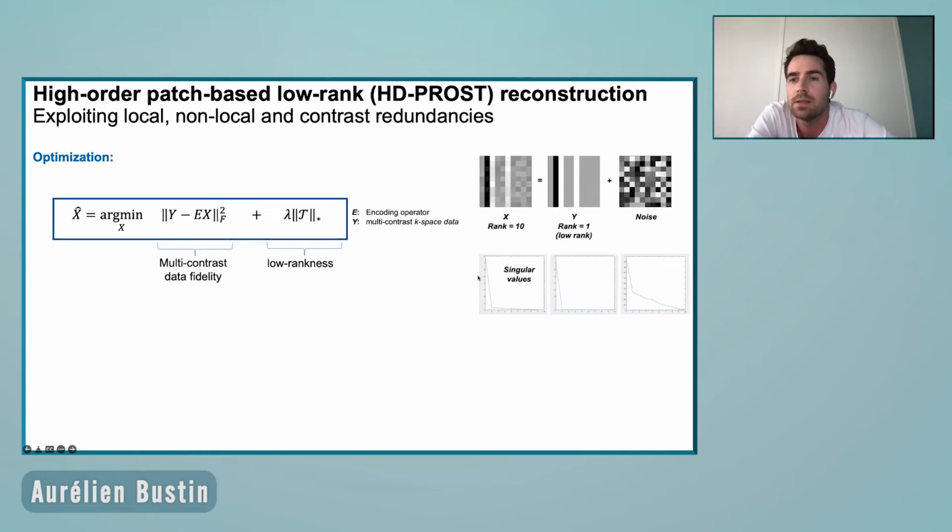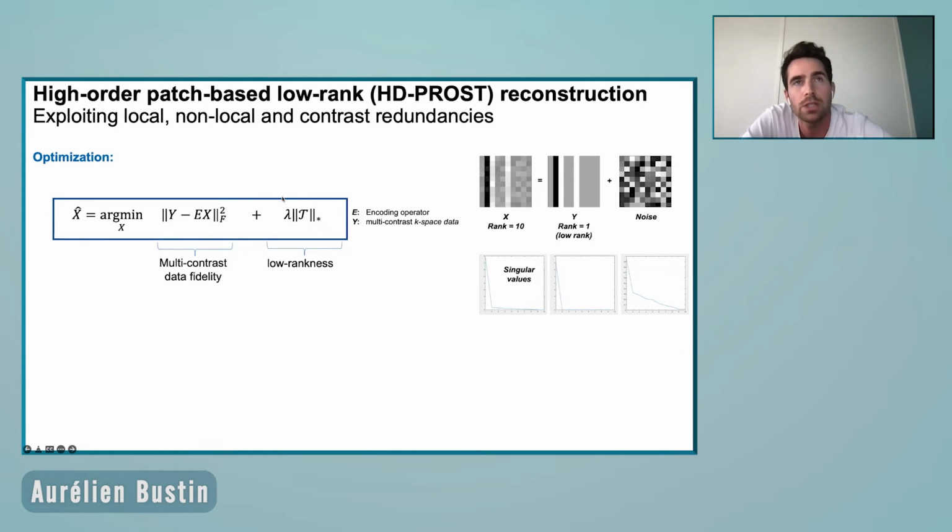And basically, if you look at the singular values of these two matrices, of course you see on the Y matrix that we have rank 1 because there is only one high singular value, but the matrix X is low rank as well. So even though we have a little bit of noise in there, if you do a singular value decomposition, and if you look at the singular values, you see that there is only one main singular value, and all the others are basically just noise. And so that's exactly the idea behind low-rank regularization.